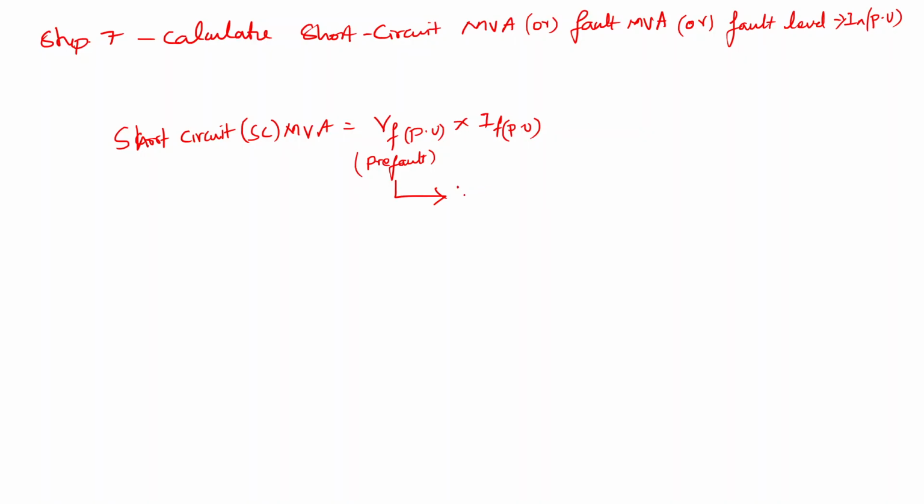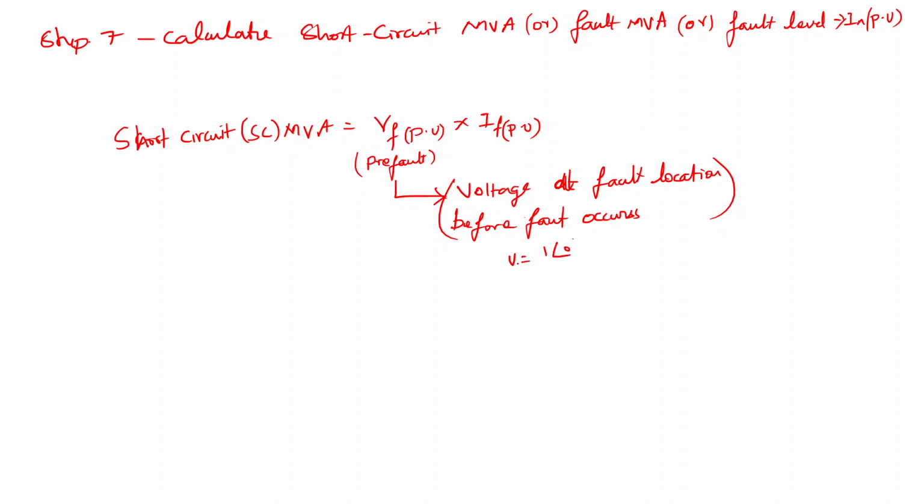Pre-fault is nothing but the voltage at the fault location before the fault occurs. But we know that before the fault occurs, what the voltage is, we don't know. But usually we take all the voltages, V or E, as 1 per unit with 0 angle. So usually this VF also we will take as 1 only.